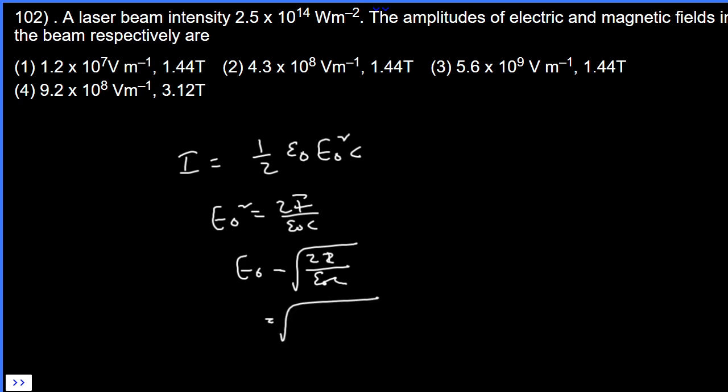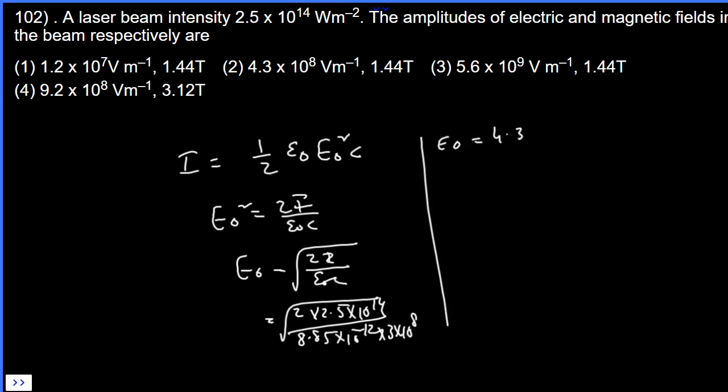So that is 2 into I, which means 2.5 into 10 power 14. We know that epsilon value is 8.85 into 10 power minus 12 and C value is 3 into 10 power 8. After simplification we get E naught value is equal to 4.33 into 10 power 8. We know that C is equal to E naught by B naught. From this, B naught is equal to E naught by C. That is 4.33 into 10 power 8 by C value 3 into 10 power 8, which gives 1.44. That is, we get option number 3.